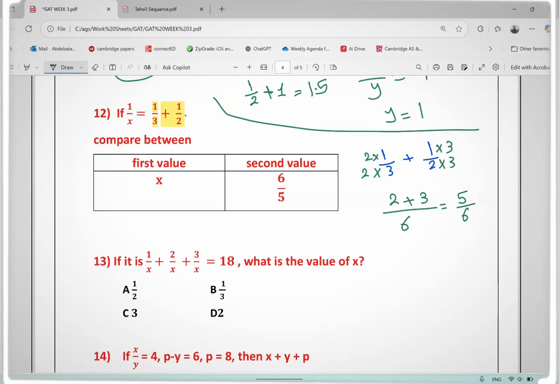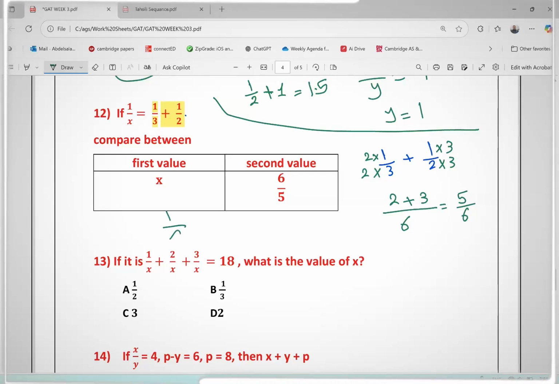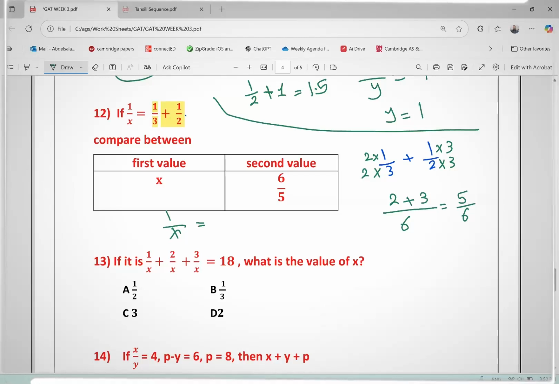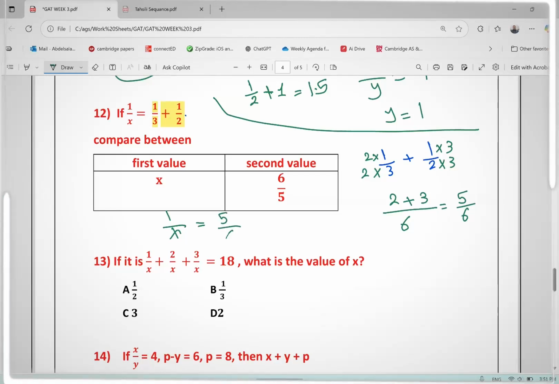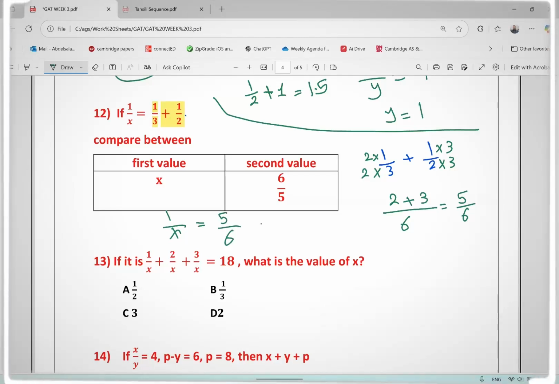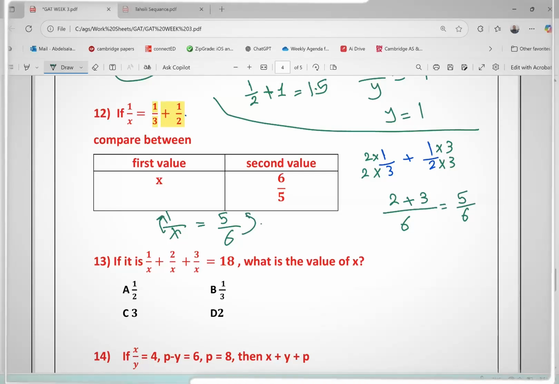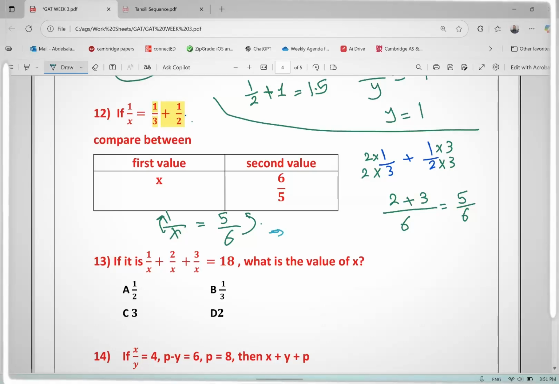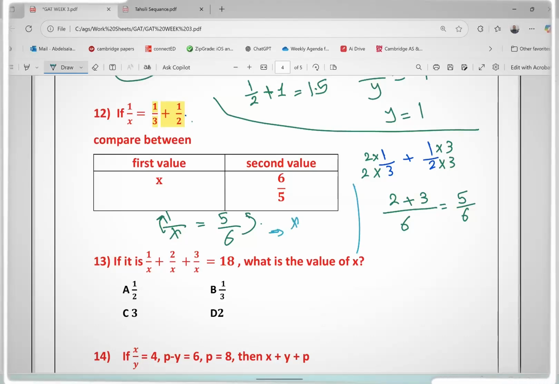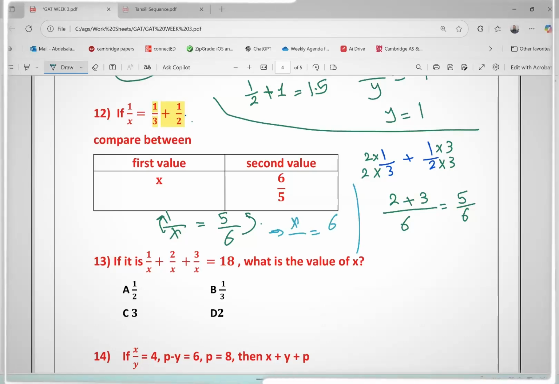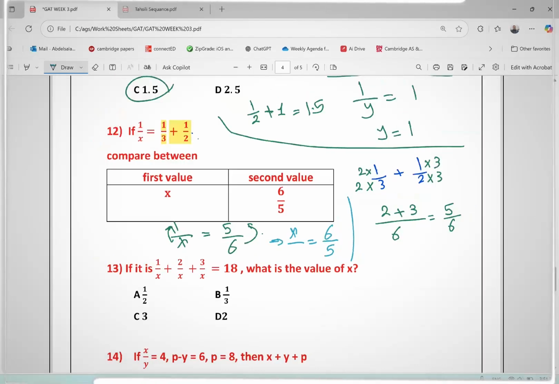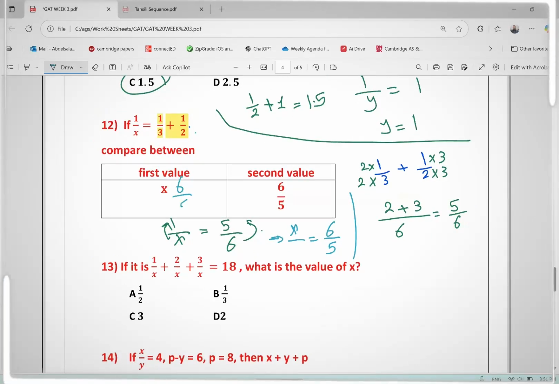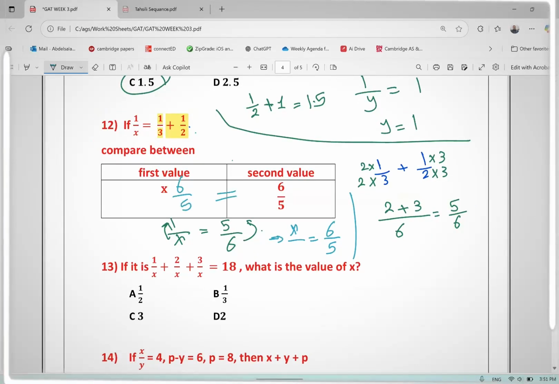Beautiful. Now, go back. We have 1 over x equals 5 over 6. Now you have to flip here and flip here. I need to find x, not 1 over x. So now I can write x over 1, which is x, equals 6 over 5. So I can write here 6 over 5, which will be equal C.